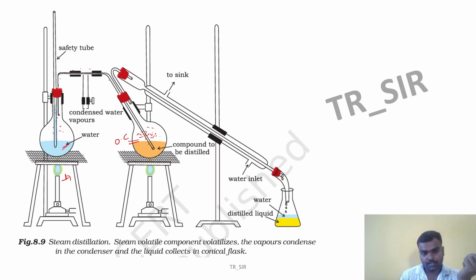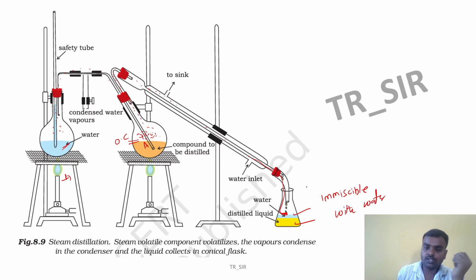Because of these vapors, this organic compound starts vaporizing. Again, these vapors go into this beaker, so condensing takes place and forms a liquid. Now see here, water and liquid are separated. That's the condition of being immiscible with water, not dissolving. So water is above the liquid of the organic compound.